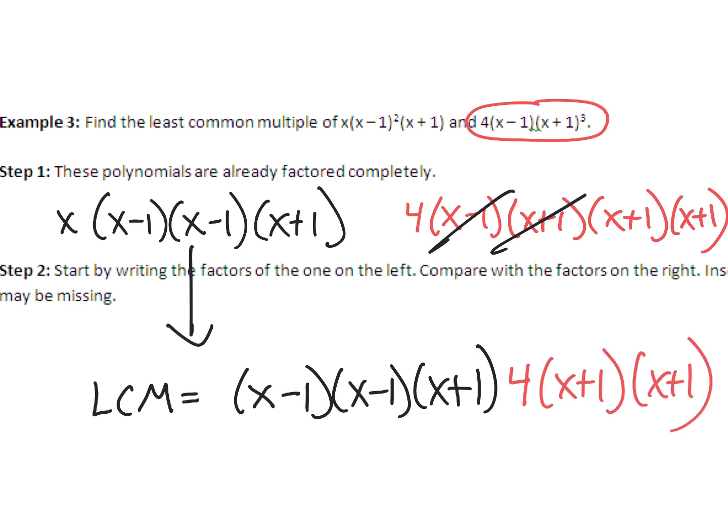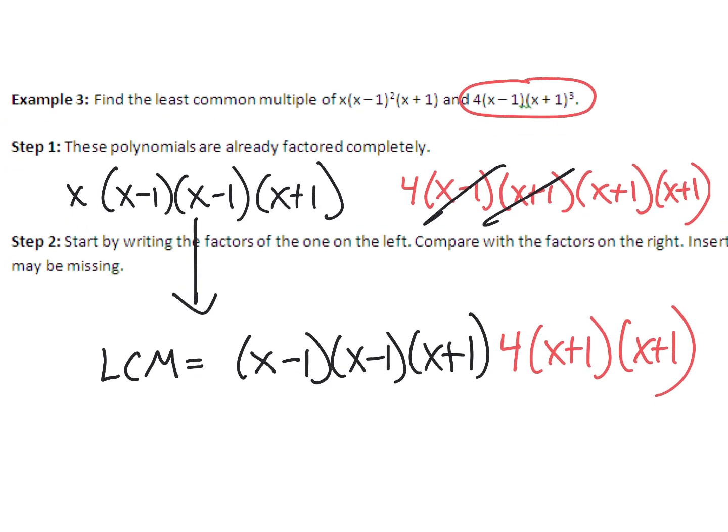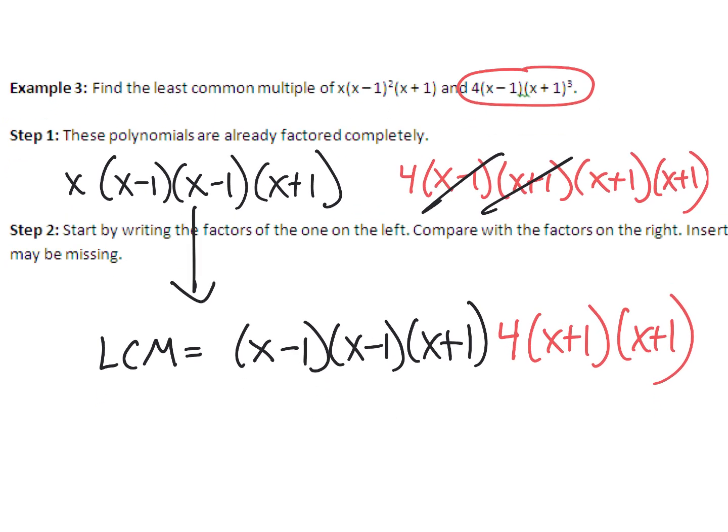But that looks like some chaos right there, so I am going to tidy that up a little bit. Wouldn't want to leave that as a final answer. But before I clean this up a little bit, does anybody have any questions on why I only brought down 2 of the x plus 1s, or why there's a 4 there, or anything like that?